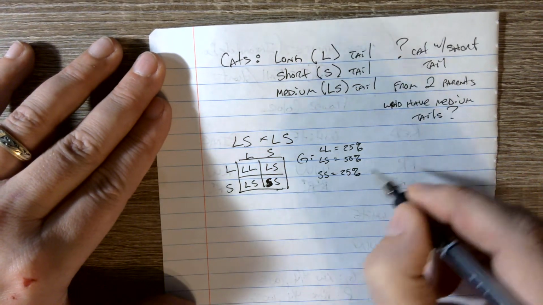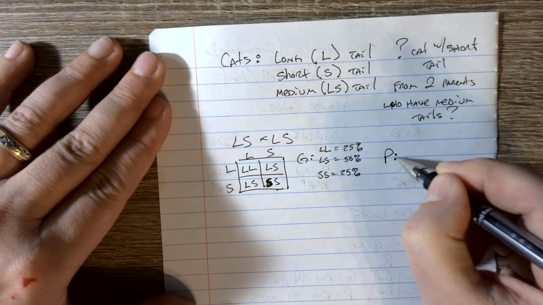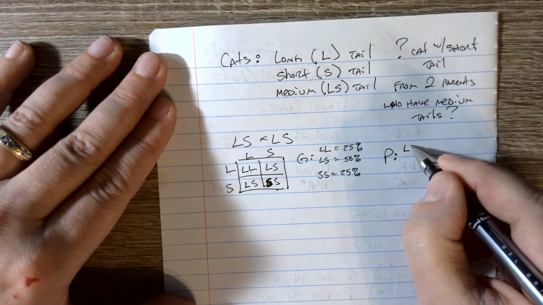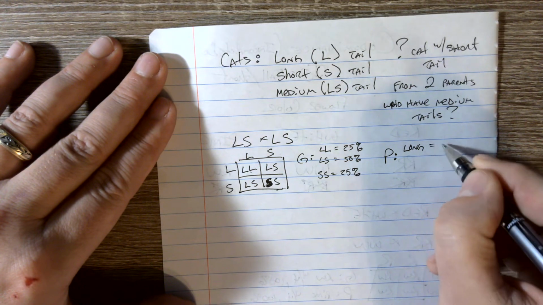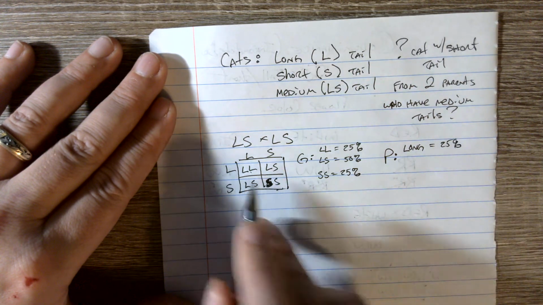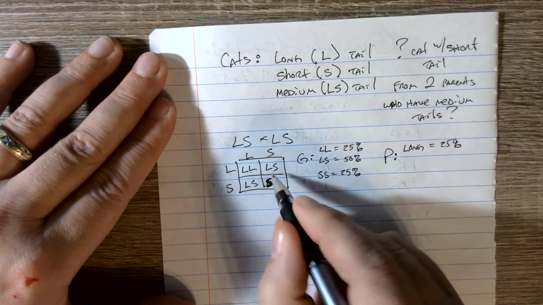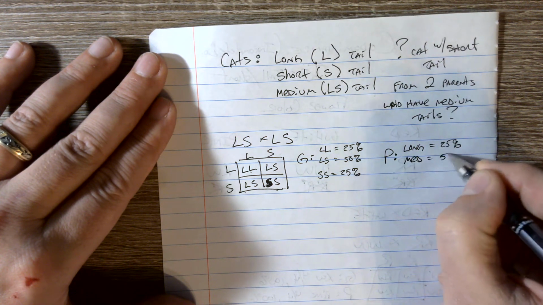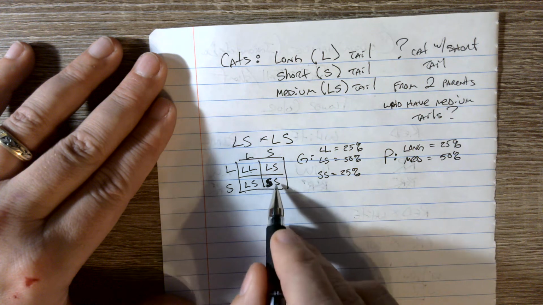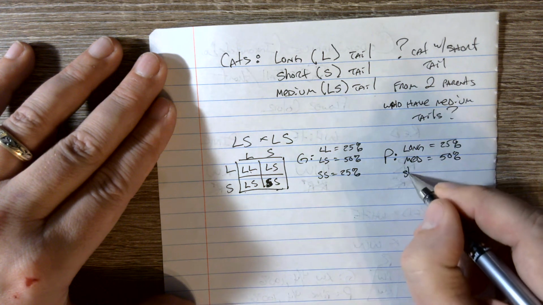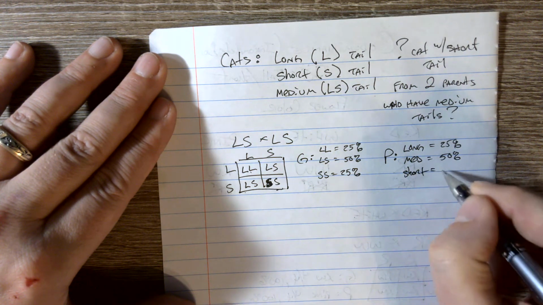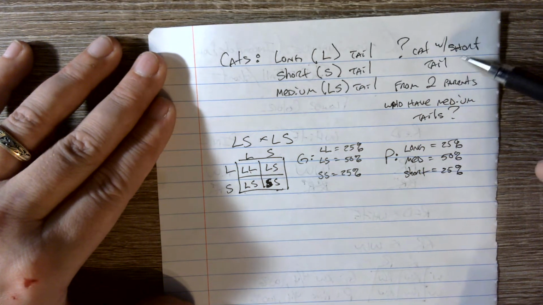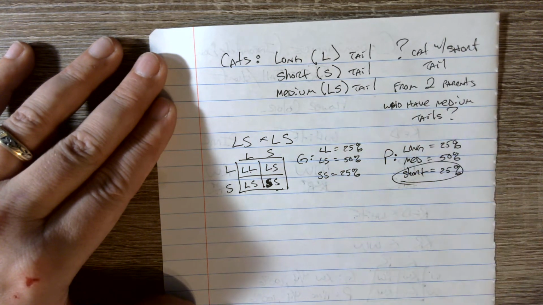Watch out. All right, so phenotype, that would be LL, has to be long. And that is 25%, 1 out of 4. And then we have these two, 2 out of 4. That's going to be medium. That's 50%, 2 out of 4. And then we have 1 out of 4. That's going to be short, SS, 25%. What is the chance of getting a cat with a short tail? Bam.